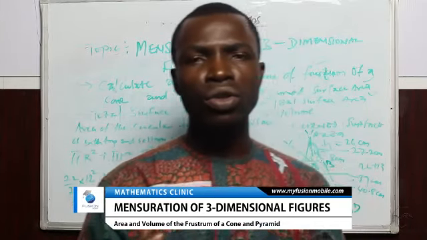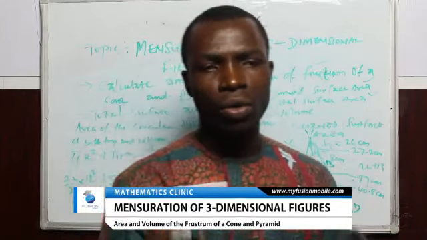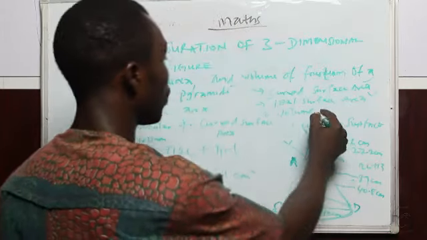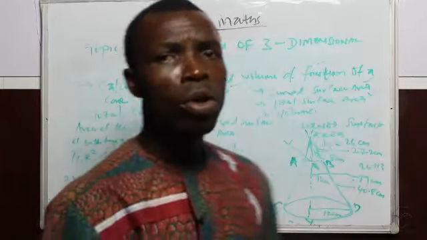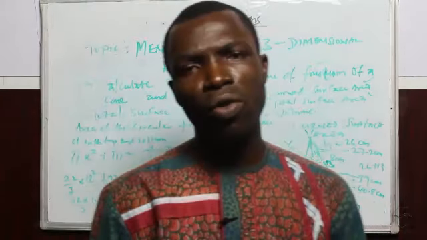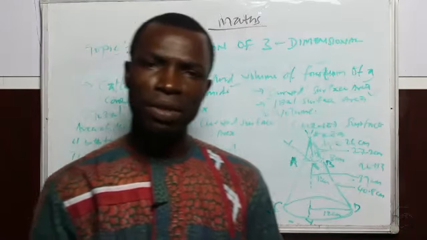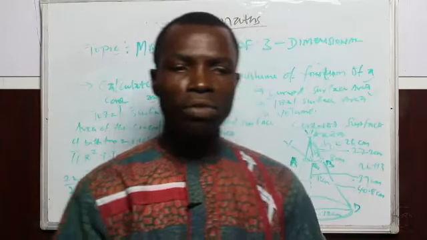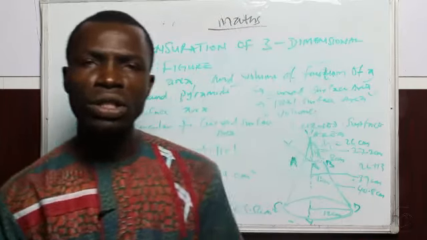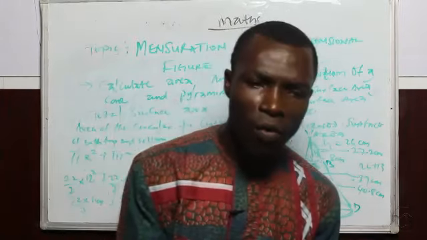Now, I want us to move forward to what is called the volume of a frustum. How do we calculate the volume of the frustum? It's very important. The volume of the bigger cone minus the volume of the smaller cone will give us the total volume of a frustum.